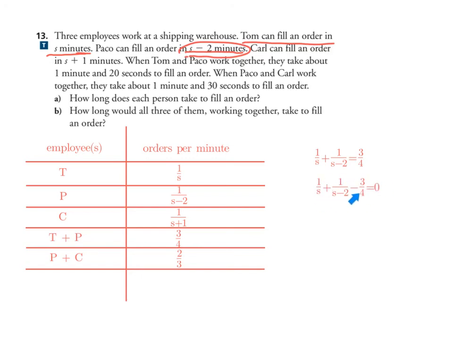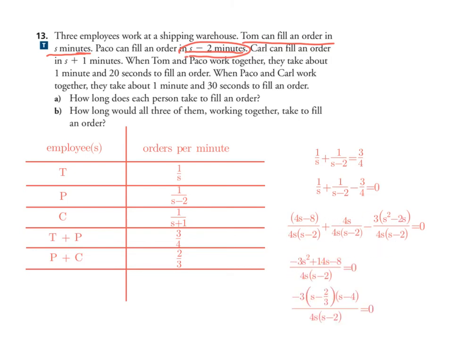Bring everything to the left, get a common denominator, combine all the numerators and keep the denominator. Now we can factor the top here, take out the -3 as the leading coefficient as well. So we see here s is either 2/3 or 4.